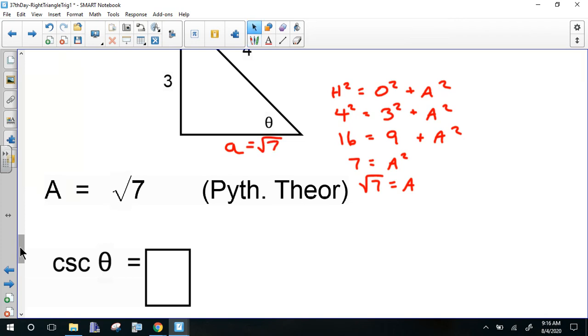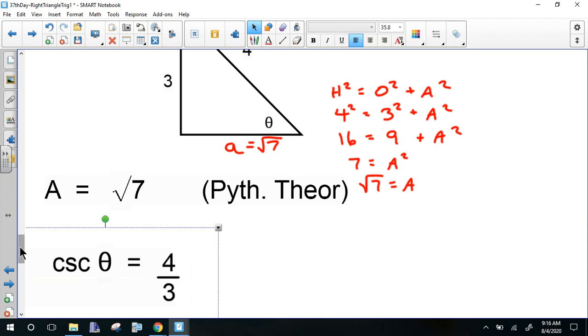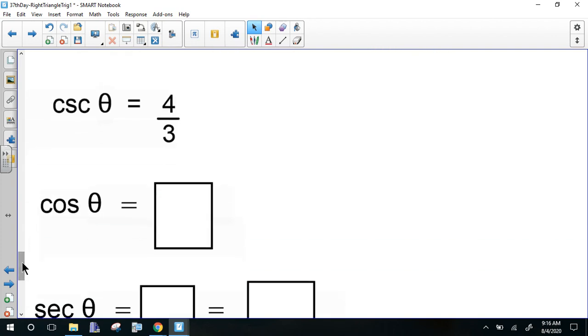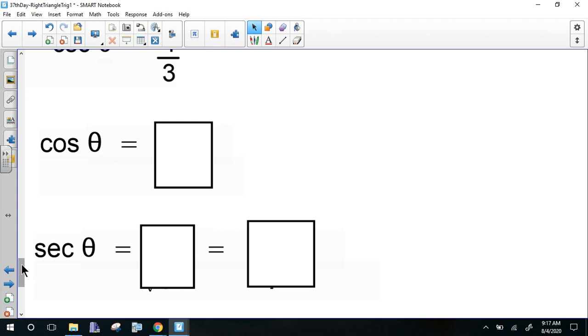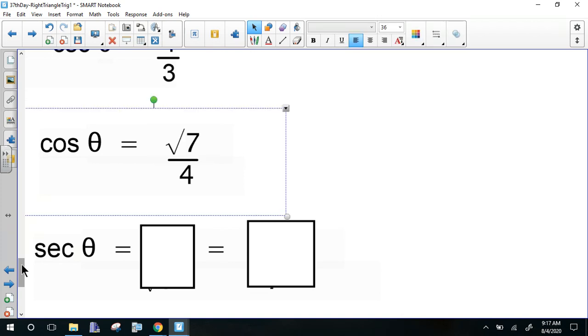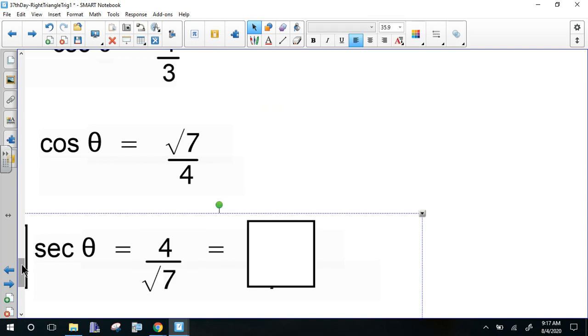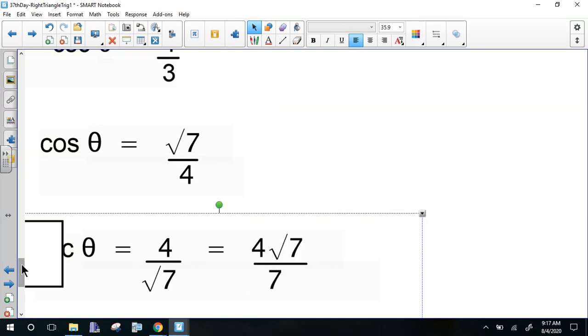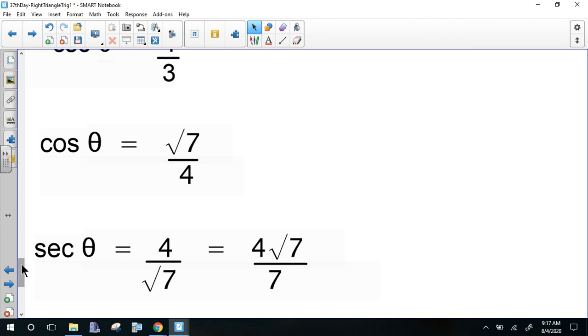Okay. So now I have all 3 sides. I can flip sine and get cosecant. It's 4 over 3. Cosine is adjacent over hypotenuse. So that is square root of 7 over 4. If I flip that one, I get 4 over root 7 and multiply by the conjugate. I get 4 root 7 over 7.